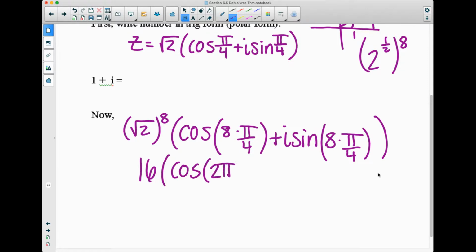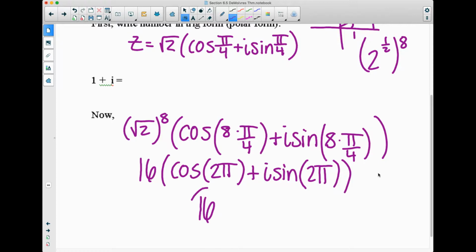So then we get 2 pi, especially the state test, you won't be able to do too much on the little mini calculator. So what is cosine at 2 pi? 1. And sine? 0. So our answer is just 16. Okay. So that's taking all of it from the beginning and solving it out using the mod raised.